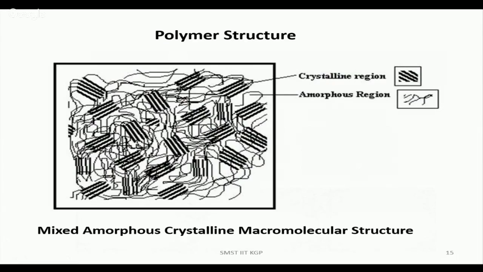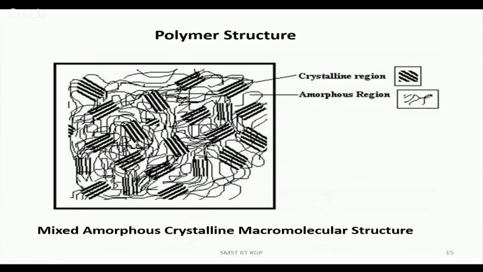But usually if you look at the structure, polymers have a degree of crystallinity, and there will be some crystalline zones and some amorphous zones. The amorphous zones are like a glass, and the crystalline zones are like crystals. So that is why in the case of polymers you have two types of temperature: one is called glass transition temperature and another is called melting temperature.